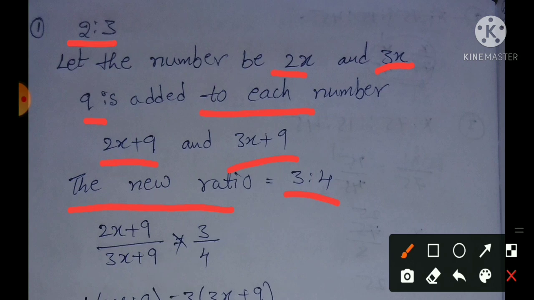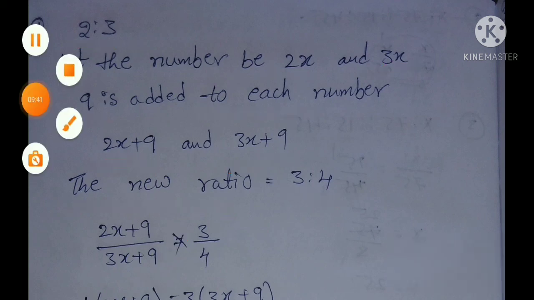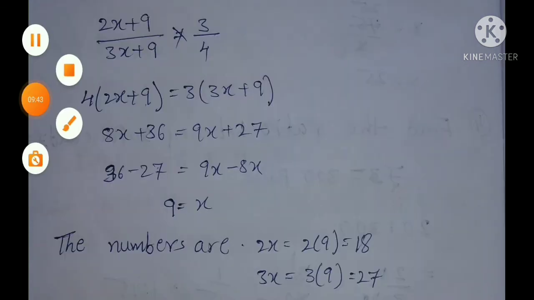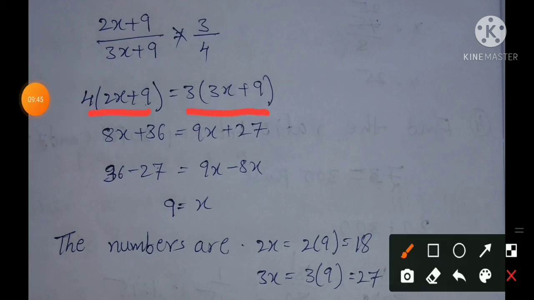By doing cross multiplication, 4 of 2x plus 9 equals 3 of 3x plus 9. Then 4 times 2x is 8x plus 36 equal to 9x plus 27. That 36 is on the left side, 27 you just transpose to the left, it will become minus 27. 9x is on the right, just transpose 8x to the right, it will become minus 8x. 9x minus 8x is nothing but x. 36 minus 27 is nothing but 9. Then the x value is 9.